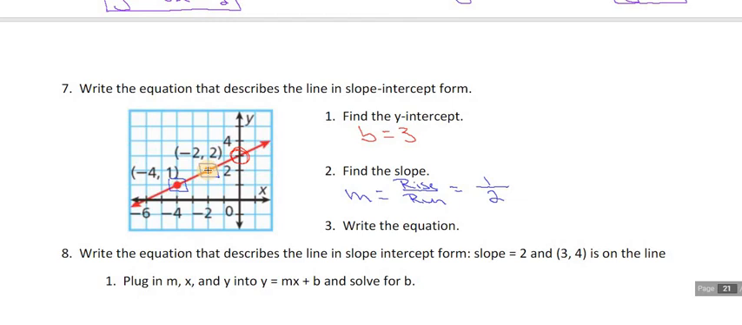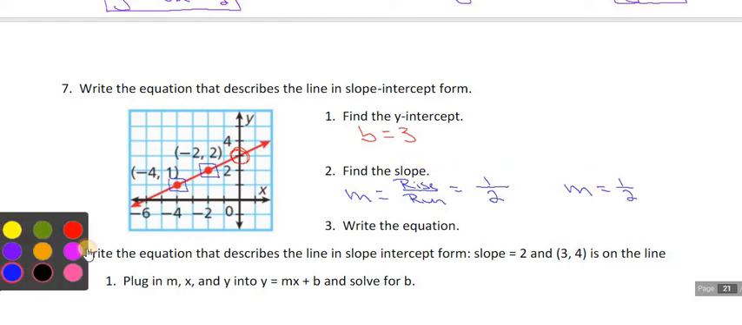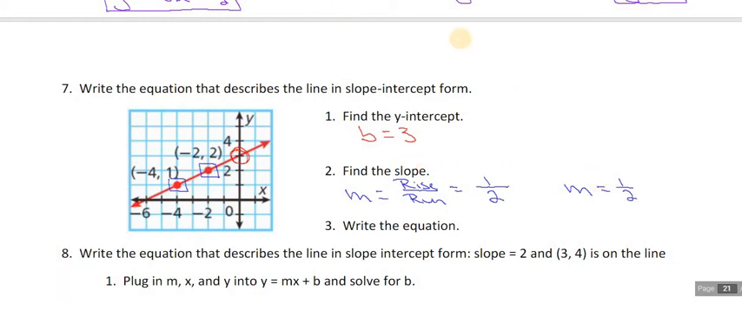So my slope is 1/2 because we rose 1 and we ran 2. Now I have my m and my b, and remember our slope-intercept form is y equals mx plus b. So we're going to insert 1/2 for m. So y equals m, which is 1/2, times our x, plus our y-intercept, b, which was 3.